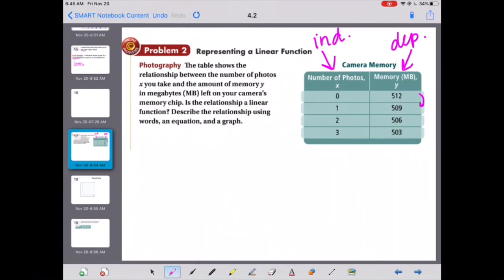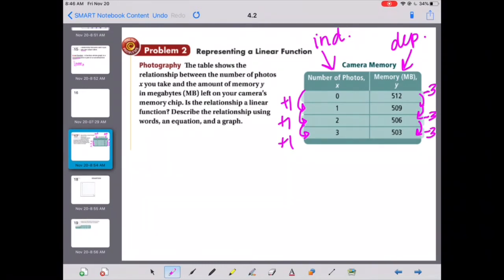Okay, is it linear? Well, what we need to check is to see, is it changing by the same amount every time? That will make it a straight line, which is called linear. So how do I get from 512 to 509? I subtract 3. Okay, 509 to 506, also subtract 3. And 506 to 503 is also subtract 3.